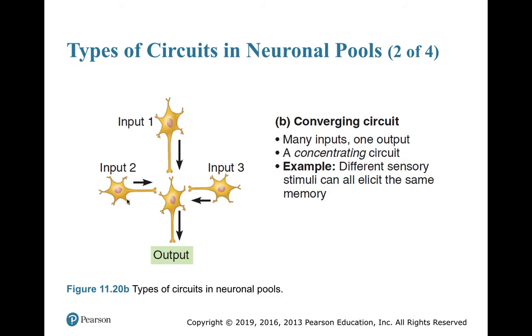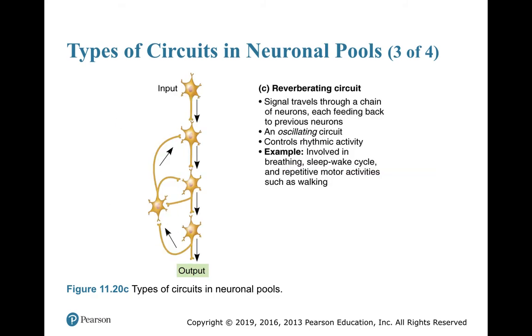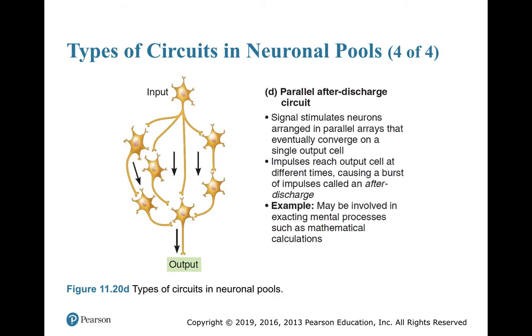Converging circuits, several different circuits converge on a single output. Different sensory stimuli can elicit the same memory, so you remember something when you smell it, you see a picture of it, or you see a picture and you hear a sound. All of that goes to a single memory. Reverberating circuits oscillate back and forth to each other. Signal comes in, is passed along, but eventually it makes its way back. That leads to an output. Sleep-wake cycles, breathing rhythms, repetitive motor activities involve these reverberating circuits.